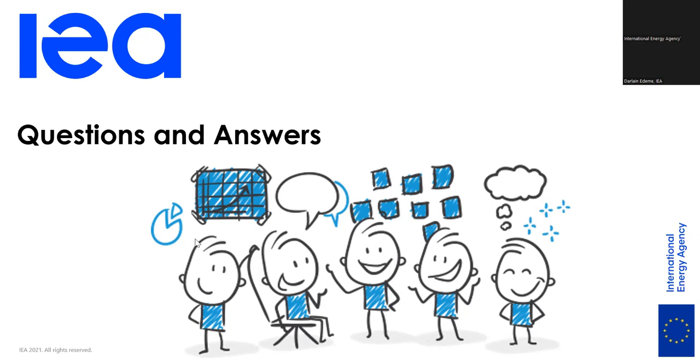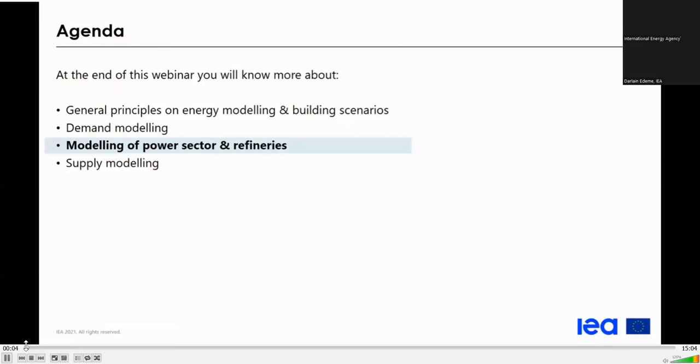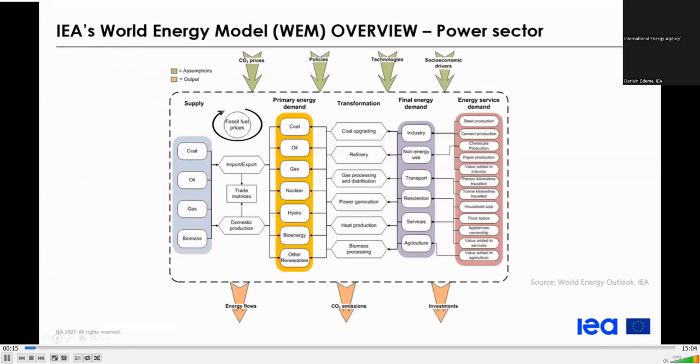We will present the energy modeling for the power sector and the refineries, so for transformation processes. In our world energy model simplified charts, we are at the central part looking at transformation for power generation, which is often associated with heat production, and looking at refinery.